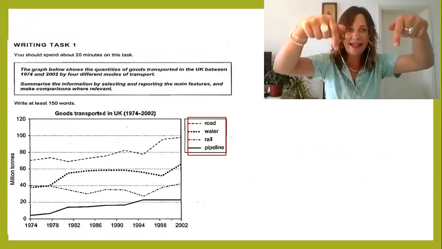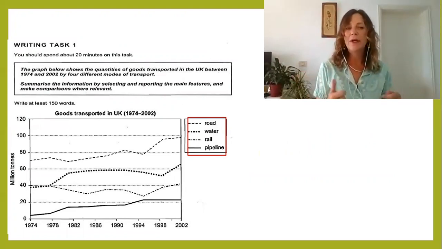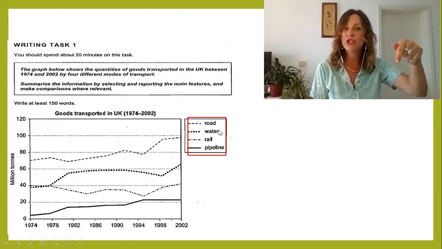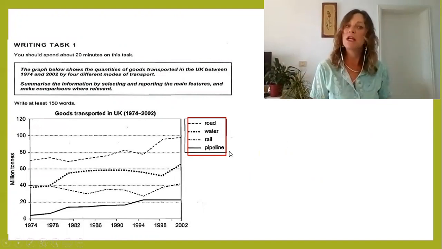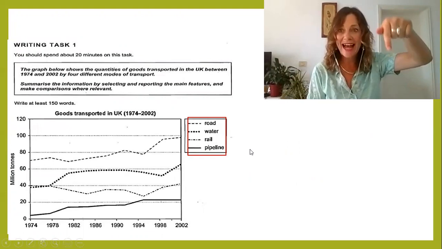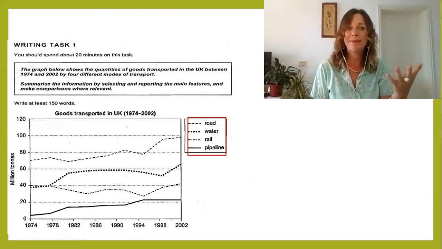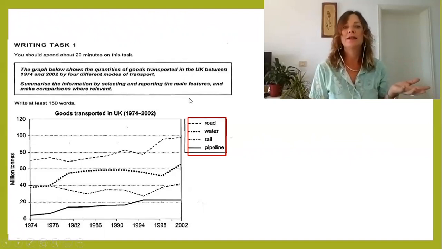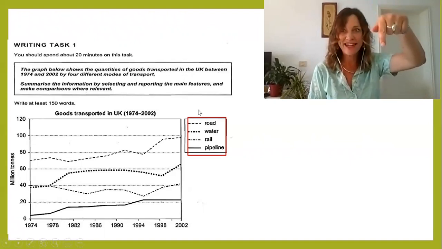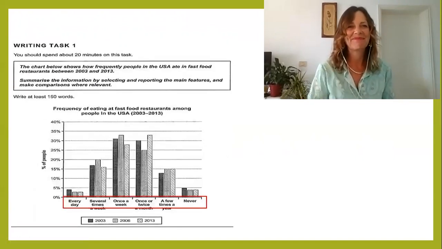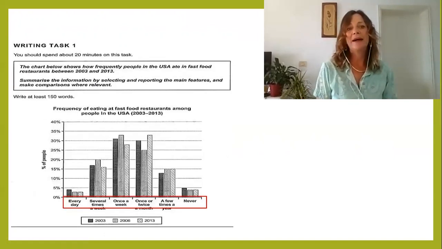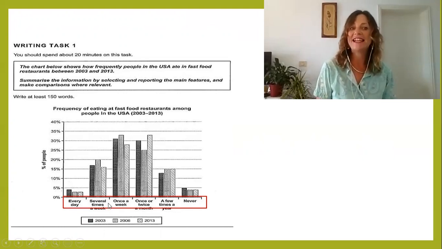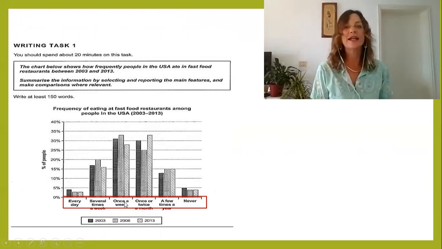So for example, here we have writing task 1. We have the categories are shown as road, water, rail, and pipeline. So you could possibly add these when you're explaining, when it says different modes of transport, you could actually use these category names instead. Again, here, the category names are time periods, every day, several times, once a week, etc.